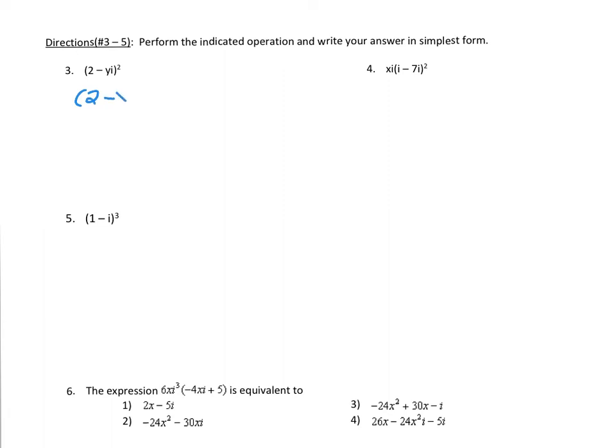So 2 minus yi times 2 minus yi. All right, and we can just double distribute. So 2 times 2 is 4. 2 times negative yi would be negative 2yi.